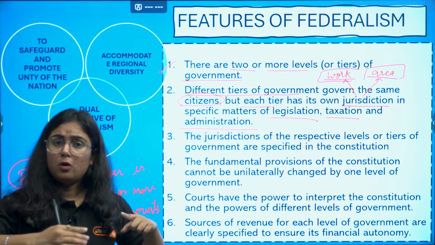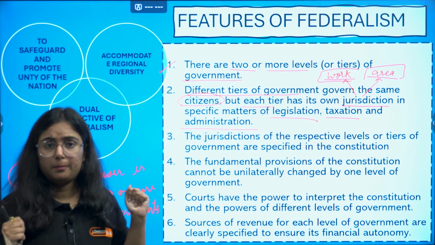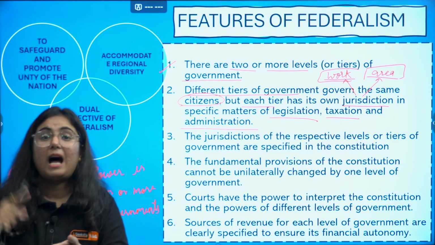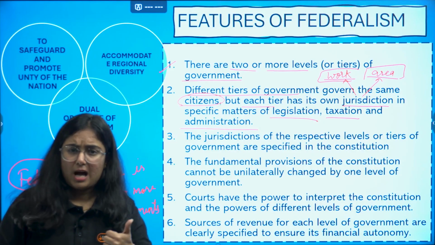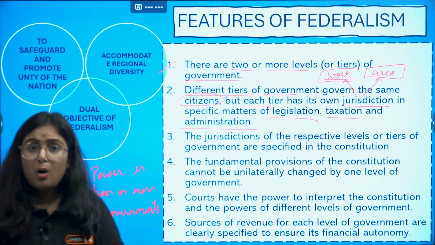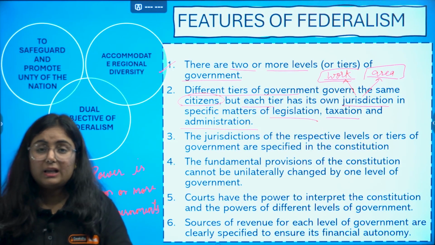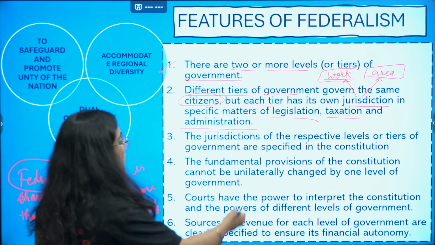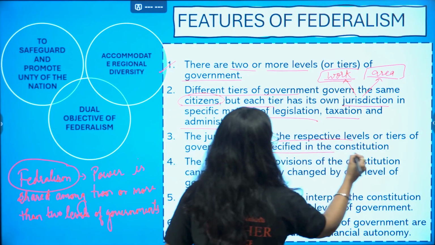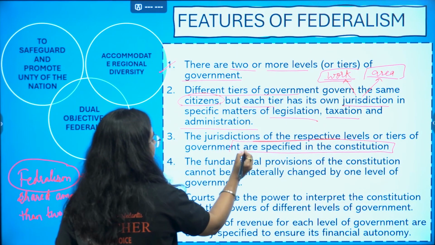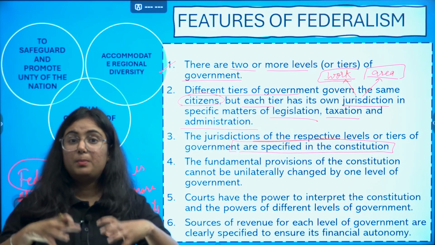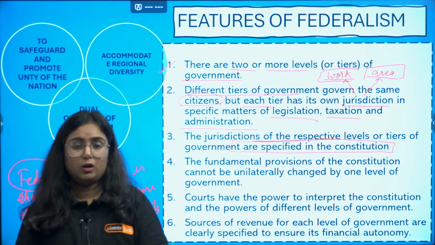Again, there are two or more than two tiers of government. Each tier governs the same citizens, but they have their own jurisdiction in the matter of legislation, taxation and administration. Now, where are they specified? Where are these matters specified? So these jurisdictions for the respective levels are specified in the Indian Constitution. And this becomes a fundamental provision of the Indian Constitution.